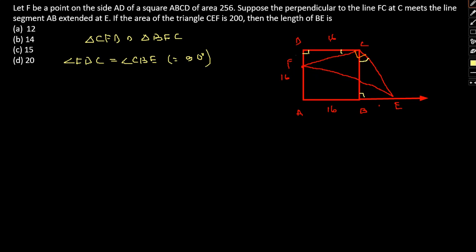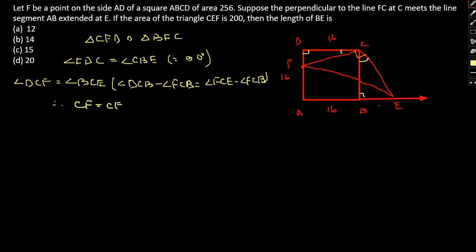Now again, angle DCF will be equal to angle BCE, because angle DCB minus angle FCB will be equal to angle FCE minus angle FCB. That's the reason. So therefore we can further conclude that CF equals CE, and also that CD equals CB. They are the sides of the square.